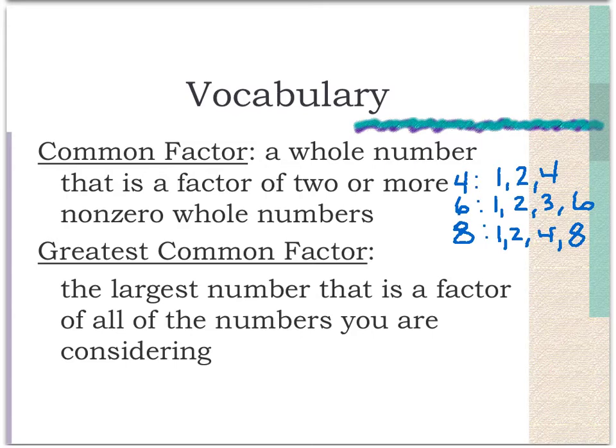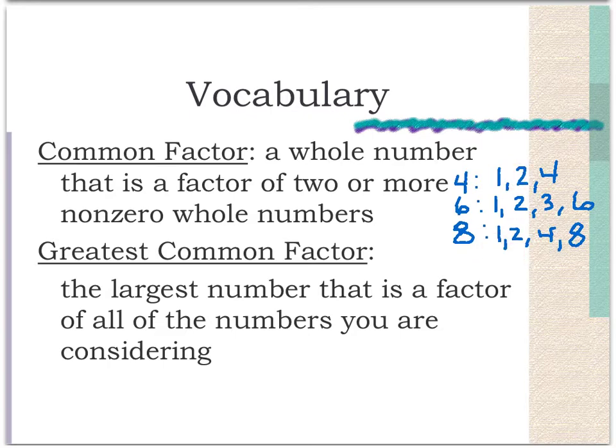So if I want to know what a common factor is, notice that I have 1 in every single case here. 4, 6, and 8, I have 1. So that would be a common factor. Notice I also have 2. So 2 is also a common factor. Notice there are no other numbers where you see them in every single example. So therefore the common factors of 4, 6, and 8 would be 1 or 2.